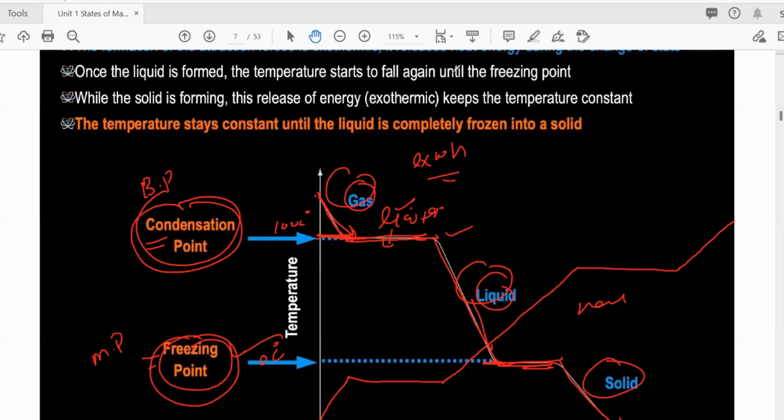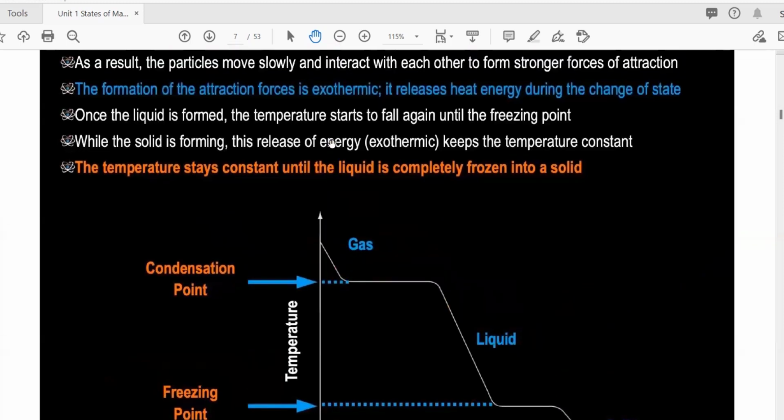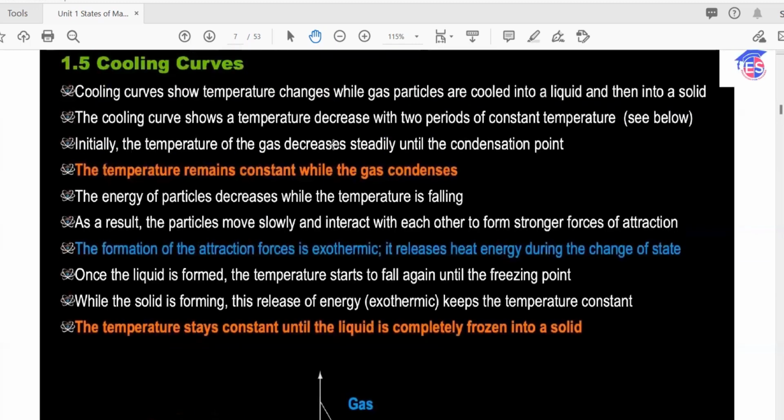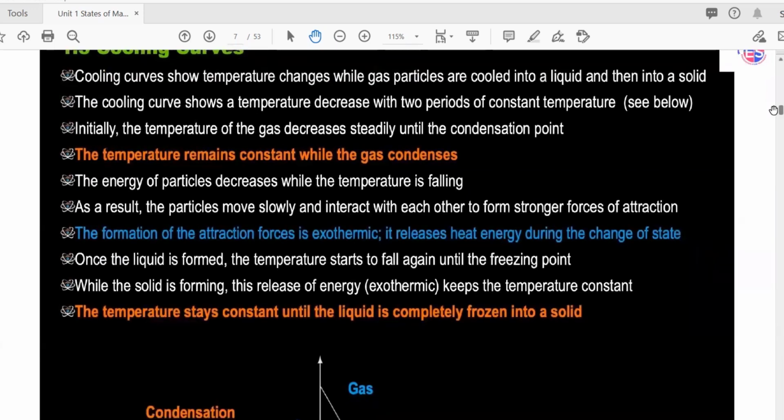Is there any confusion in this? Please let me know. Okay.